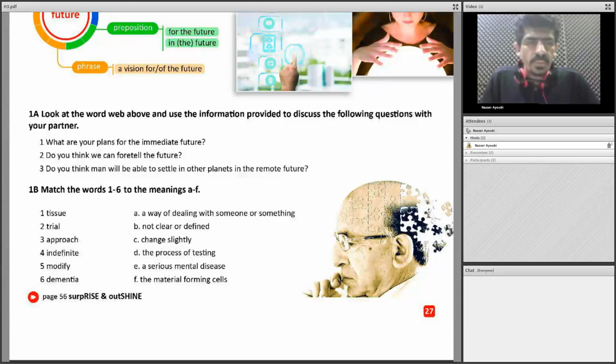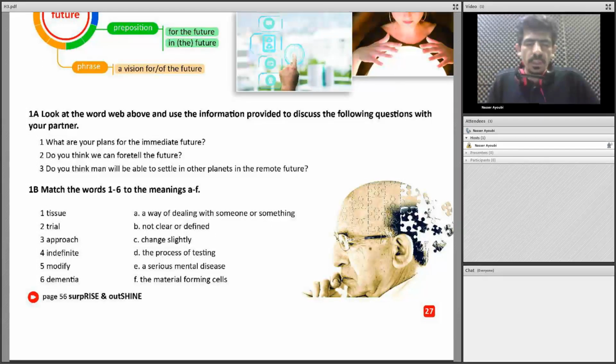Part 1a, look at the word web above and use the information provided to discuss the following questions with your partner. Okay, let's see what we can discuss. Question 1, what are your plans for the immediate future? Immediate future, as you remember, means near future. Well, if I want to answer the question, I can say that I'm going to continue my studies to get a PhD degree, for which I think I will move to another country, seeing as I would like to get more standardized education at that level. That can be my immediate future plan.